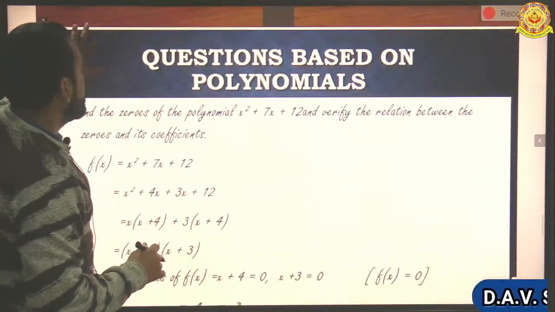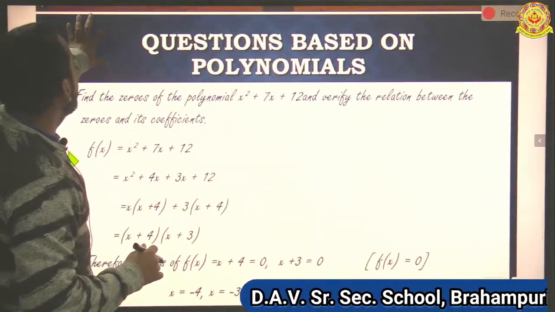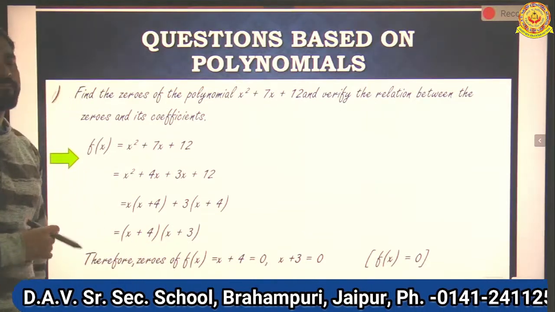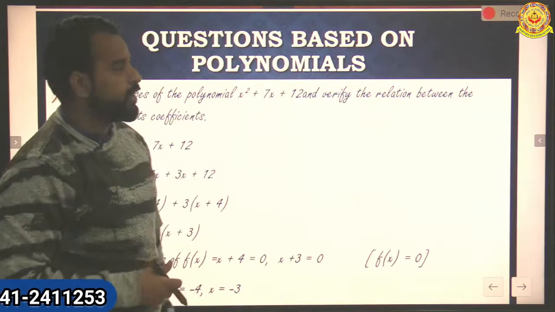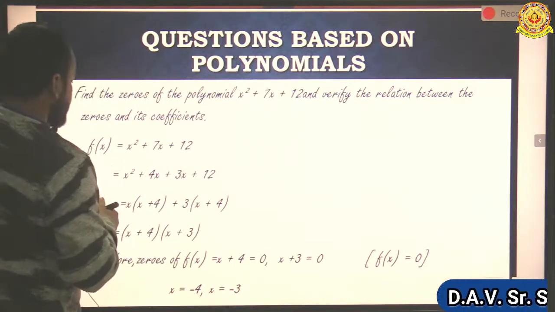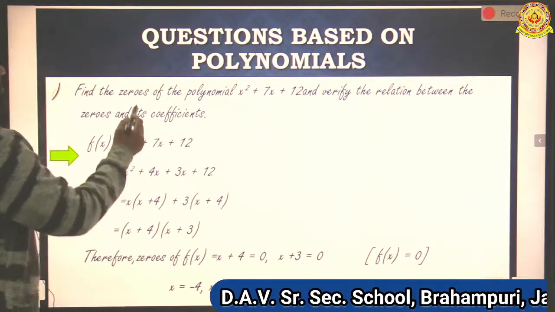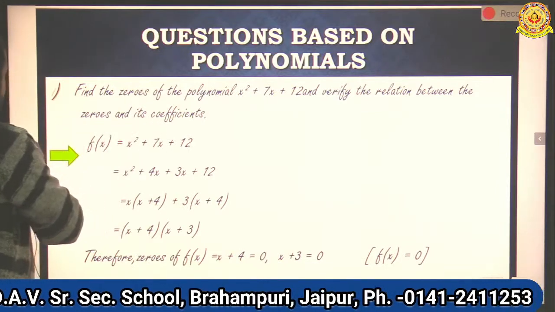Now we will solve one question based on the relationship between the coefficient and the zeros of the polynomial. Now in this question, as you can see here, we have to find the zeros.